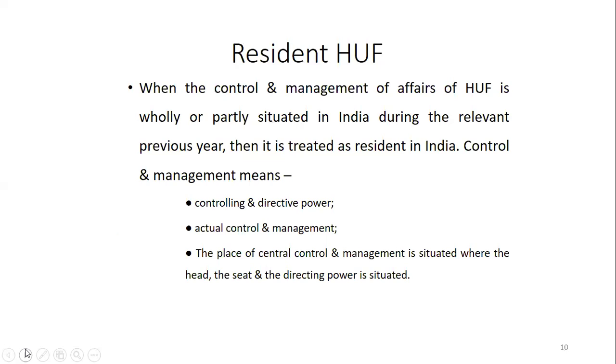Control and management here means controlling and directive powers. Actual control and management, the place of central control and management, is situated where the head and the seat and the directing powers are situated. So for control and management, it is mentioned here that the control and management of affairs of the Hindu undivided family is completely or partly situated in India. So here the meaning of control and management is clearly discussed.